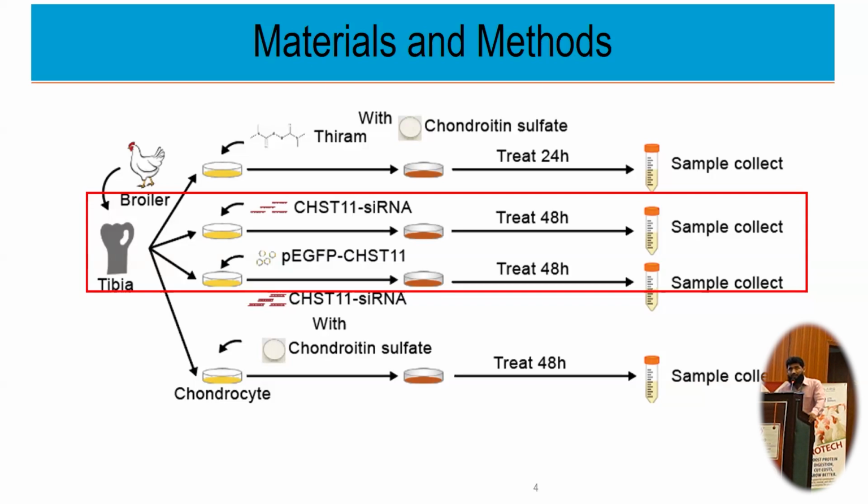In the in vitro trial, we got chondrocytes from 3-day-old chickens and cultured them along with serum in the TD group, while in the second group we knocked down the gene CHST11. In the third group, we overexpressed this gene. In the last group, the fourth one, we had chondroitin along with the knockdown gene.